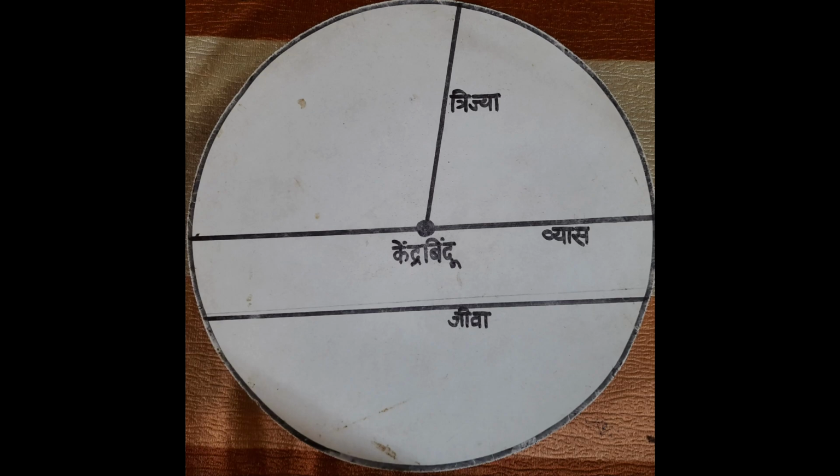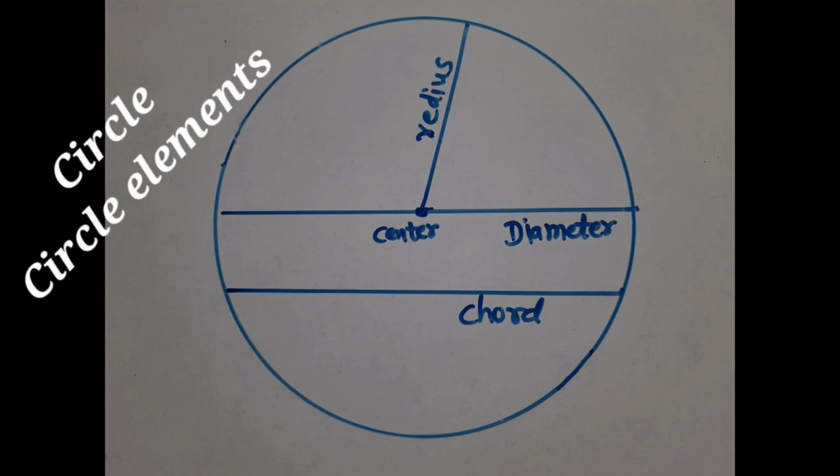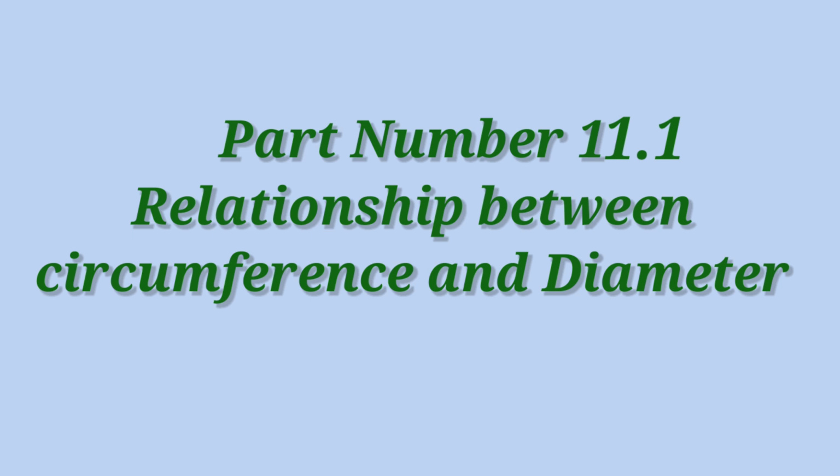We completed chapter 10. Today we start chapter number 11, circle. In previous class we learned circle elements: center point, diameter, chord and radius. We also learned the relationship of radius and diameter. Today we learn part number 11.1, relationship between circumference and diameter.